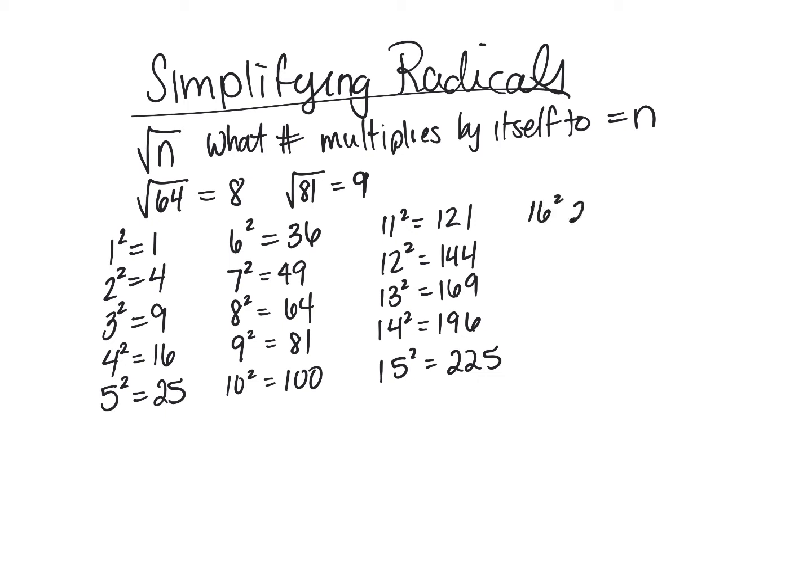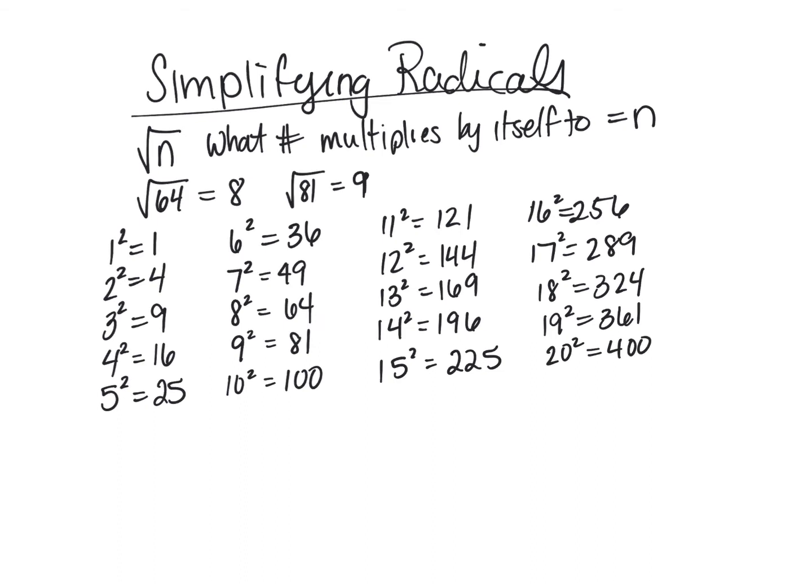16 squared is 256. 17 squared is 289. 18 squared is 324. 19 squared is 361. And 20 squared is 400. Okay.